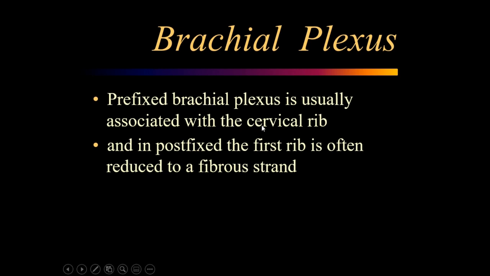Prefixed is usually associated with the cervical rib, and in postfixed, the first rib is often reduced to a fibrous strand. So in these variations of the ribs, we have the prefixed and postfixed brachial plexus.